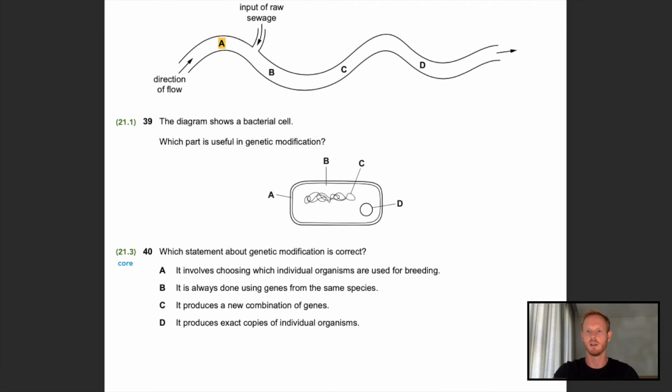Number 39. The diagram shows a bacterial cell. Which part is useful in genetic modification? So bacteria are useful in genetic modification for several reasons, including their rapid reproduction rate, ability to make complex molecules, and there being few ethical concerns over their manipulation and growth. They also have plasmids, indicated by the letter D, which can be cut open and genes from other organisms inserted.